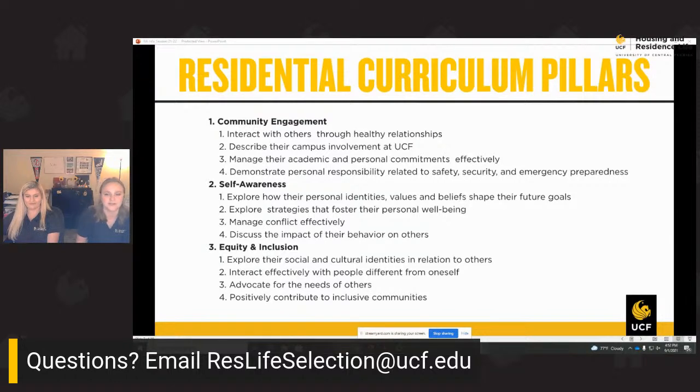Additionally, we also are using our residential curriculum to teach self-awareness. And so understanding your personal well-being, managing conflict effectively, and discussing the impact of your own behavior on others. And then our last one is also educating our residents on equity and inclusion. So exploring their own identity along with others' identities and how to work together, interacting effectively with others who have a different identity than you, and then also advocating for those in need and positively contributing to inclusive communities. Yeah, thank you.